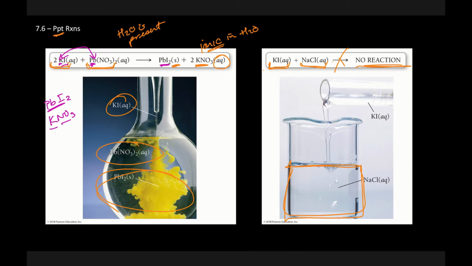Same thing over here. Potassium is my cation, sodium is my cation, and they will switch places. Now, I would have KCl and NaI, but again, going back to our solubility rules, both of these are aqueous, which means that I still have the same four ions floating around in solution, which is why this gets labeled as no reaction. Okay.